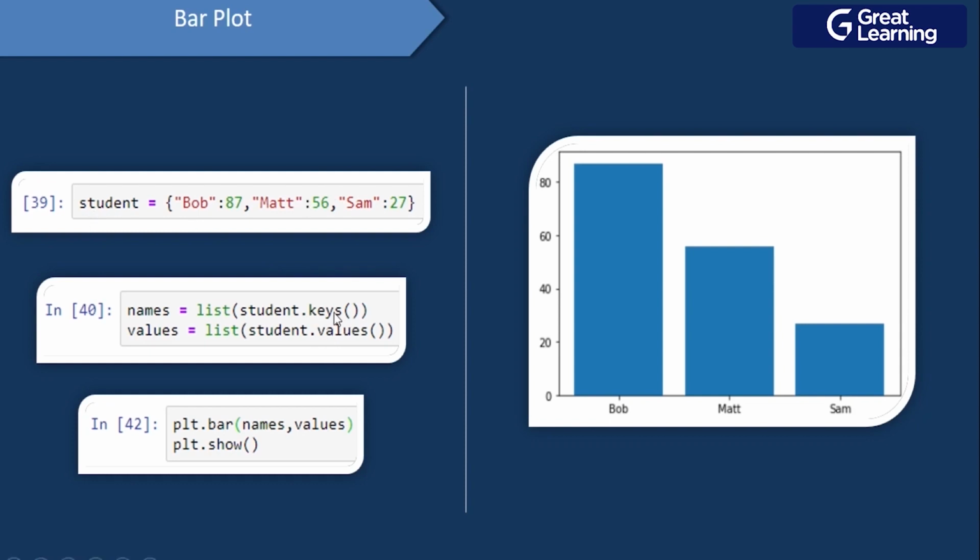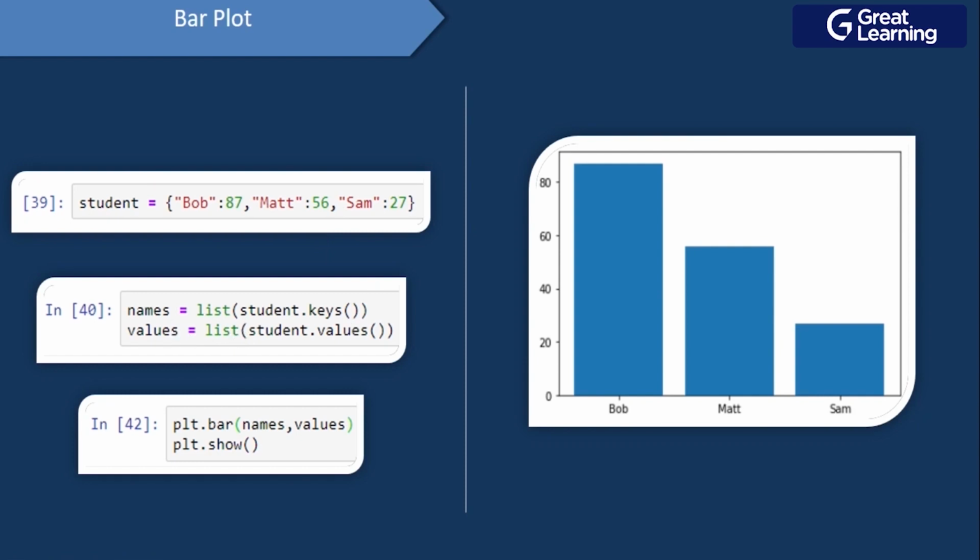So I'll have student.keys, which will give me all of these keys, and I'll go ahead and convert these keys into a list. So I'll pass this into this list method, and I'll store the result in this names object. Similarly, I'll extract all of the values, and I'll store all of the values into a list, and I'll store that list in this object called values.